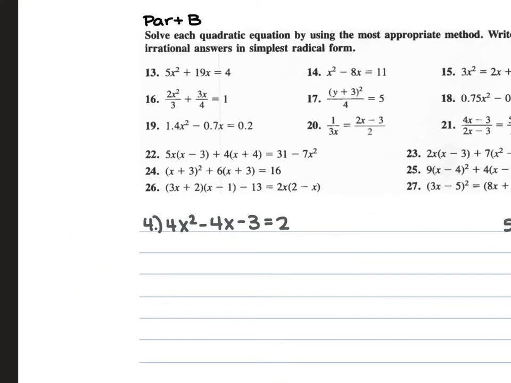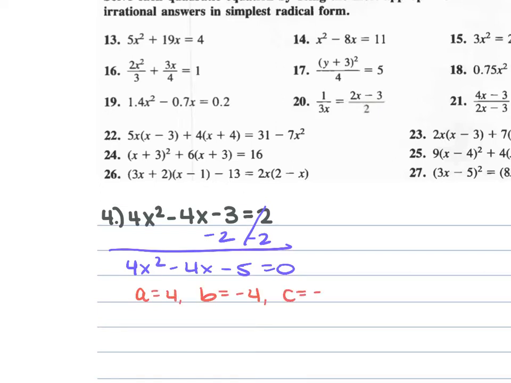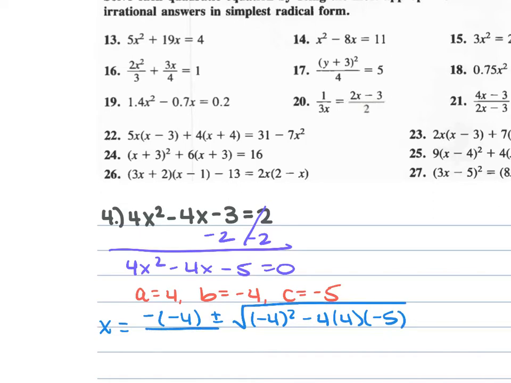So for 4, we have 4x squared minus 4x minus 3 is equal to 2. I'm going to move this 2 over by subtracting it from each side. And we are going to have 4x squared minus 4x minus 5 is equal to 0. So in this case, my a is 4, my b is negative 4, my c is negative 5. So I'm going to do x is equal to negative times negative 4 plus or minus the square root of negative 4 squared minus 4 times negative 5 all over 2 times 4.